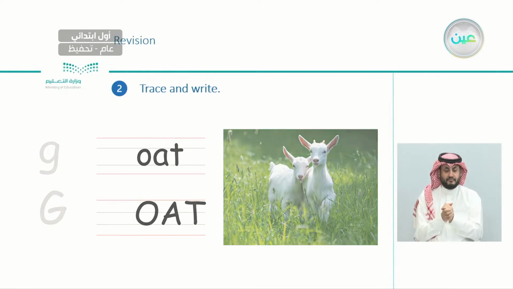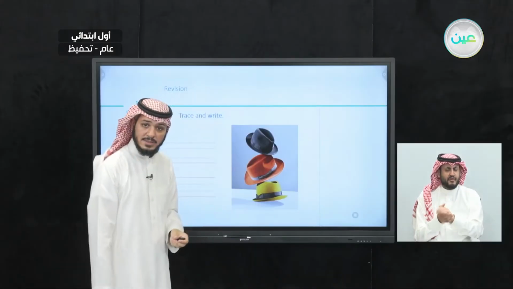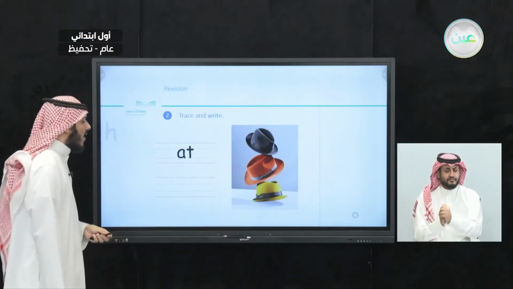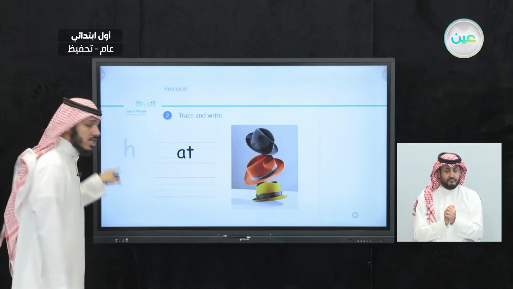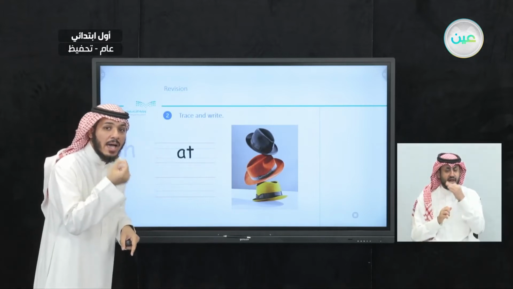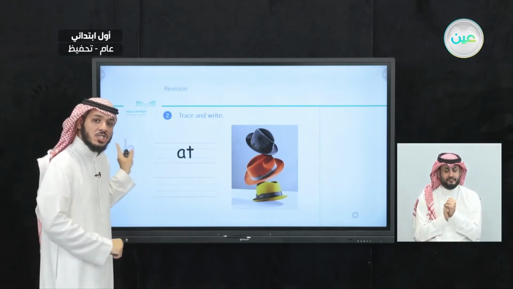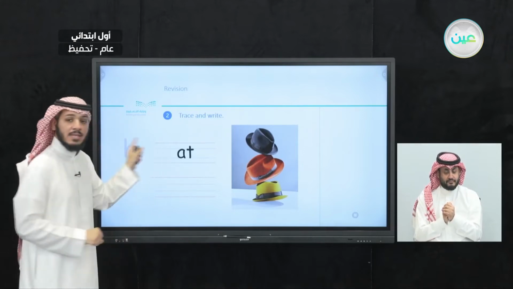Okay, excellent. Now we have this. What is this? Yes, this is a hat. Excellent, hat. So we have hat, H. Now we have the letter H, but we pronounce it as ha. Okay, so we have H, we say it as ha. So we have hat.